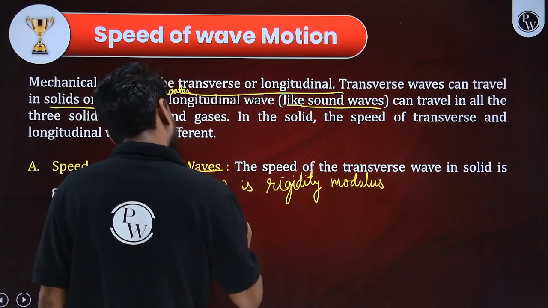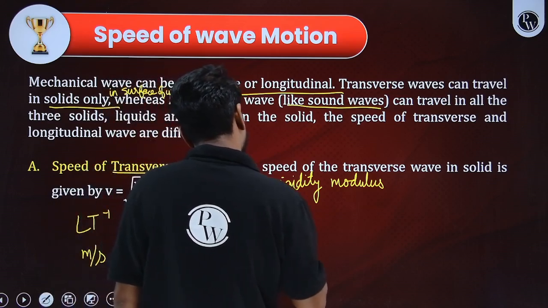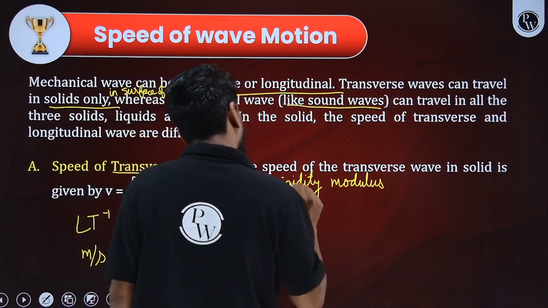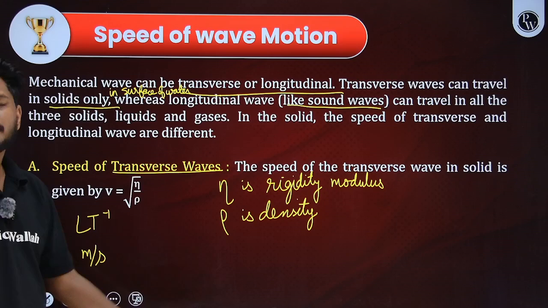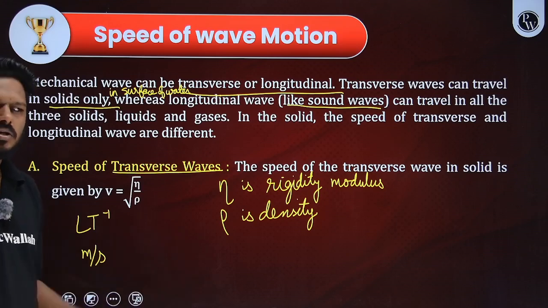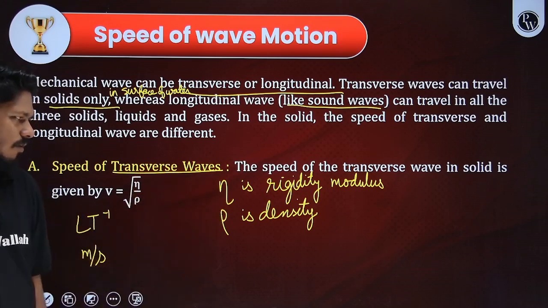And rho is density. So if they are talking about a transverse wave, or a string, basically it is made up of solid, so it is a transverse wave. If they are talking about a transverse wave, then this is the formula.